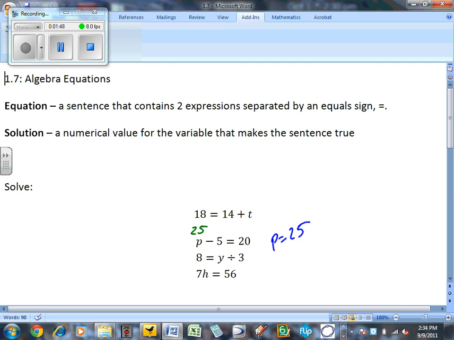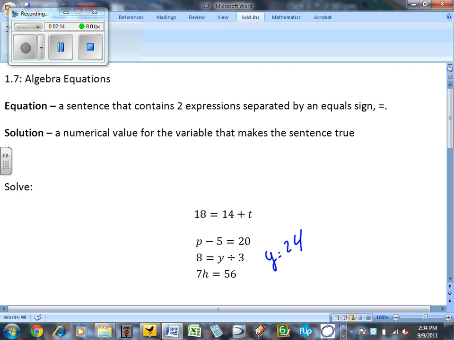The next one says 8 equals y divided by 3. We're asking ourselves what divided by 3 equals 8. Well, we could probably think, 8 times 3 is 24. So if we went 24 divided by 3, wouldn't that be 8? They're opposite, right? So we would say y equals 24, because 24 divided by 3 is 8.